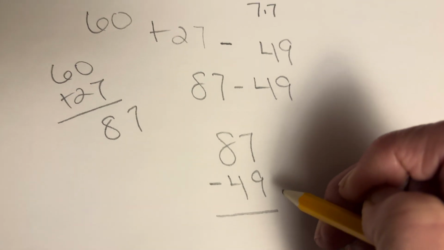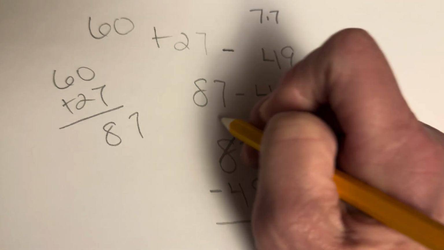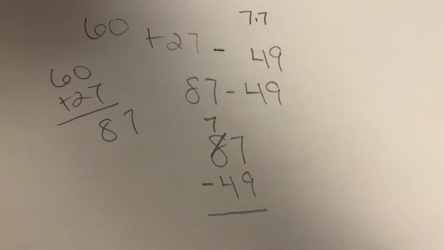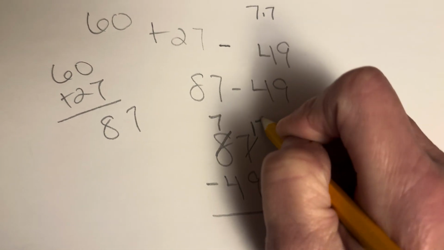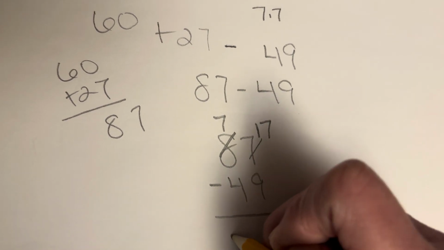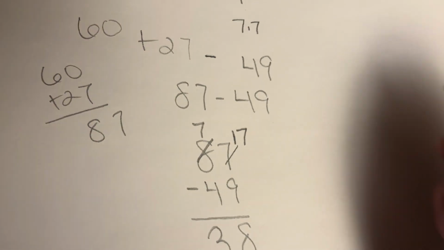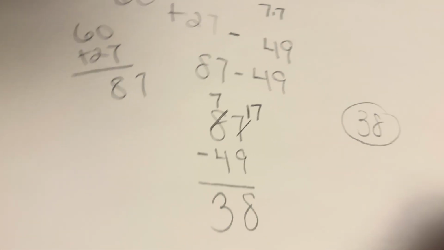7 minus 9 you cannot do, so we need to go to our tens place and borrow a 10. So we'll have 7 tens left. We're going to exchange that 10 for 10 ones. And 10 plus 7 is 17. 17 minus 9 is 8. 7 minus 4 is 3. So when you evaluate the expression, you get an answer of 38.